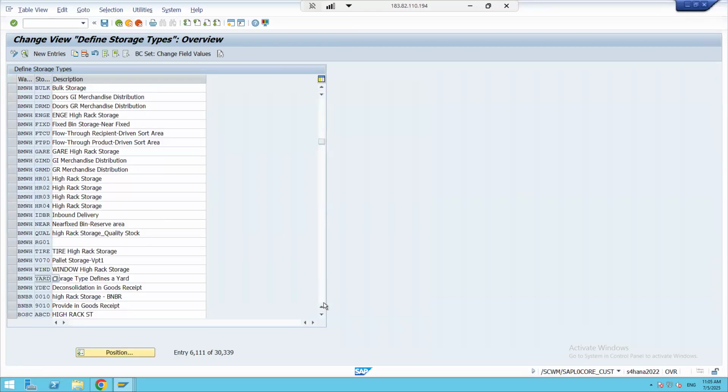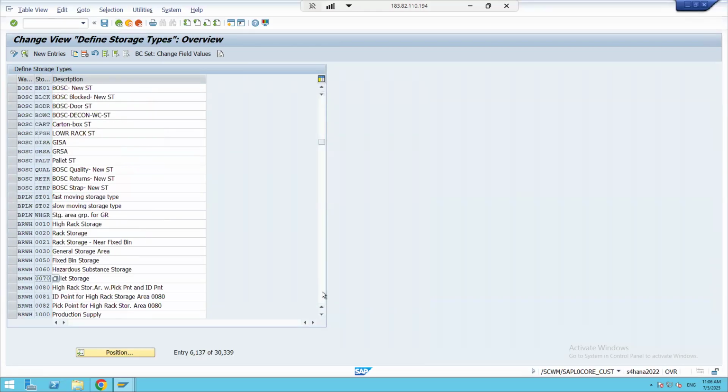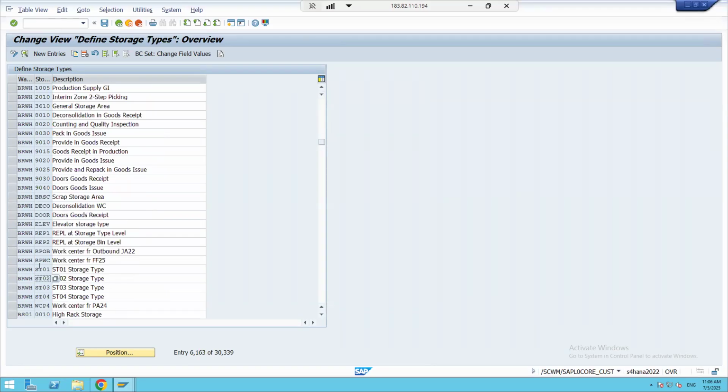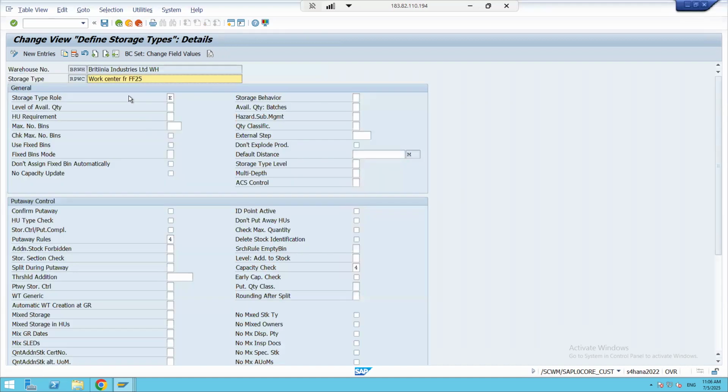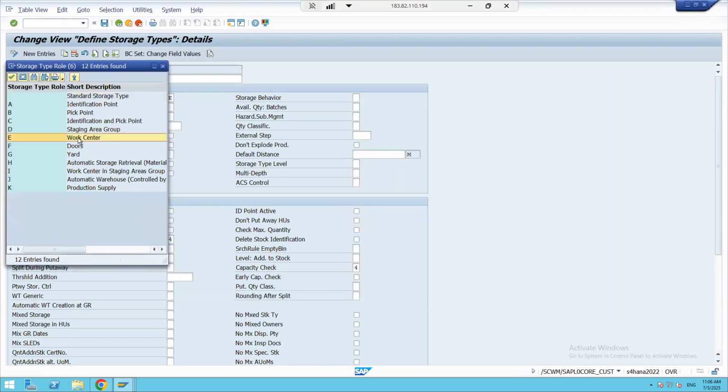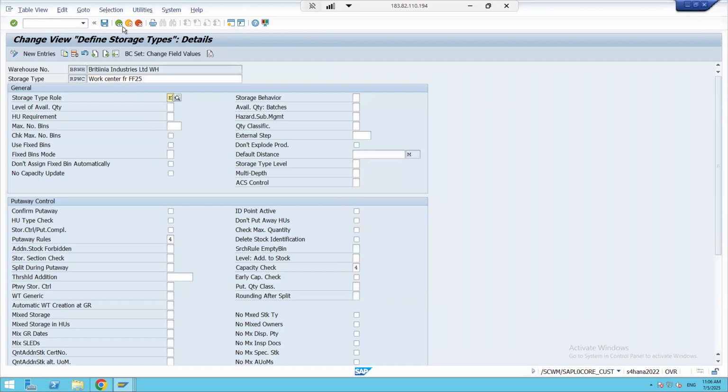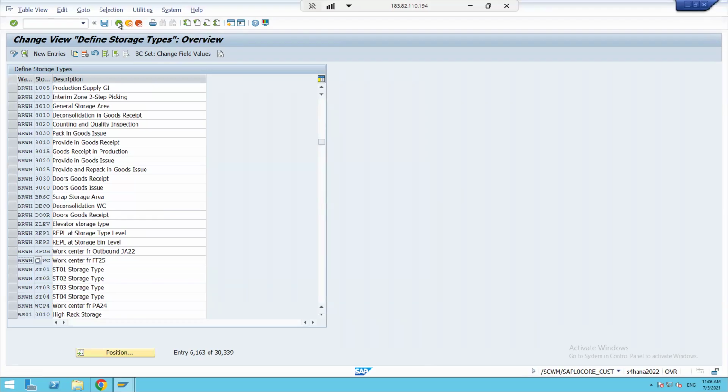Now, give me a second. I can see work center. In this case, what will be the role here? Work center. The role is what? E. E is for work centers. It means I can have n number of storage types, but I need to give the role. I need to tell the system what the storage type is first of all, what purpose I created it for, what the behavior of the storage type is. I need to tell the system, right? So for that reason I need to give my storage type role. Is that clear? Is the storage type roles part clear for you or not?